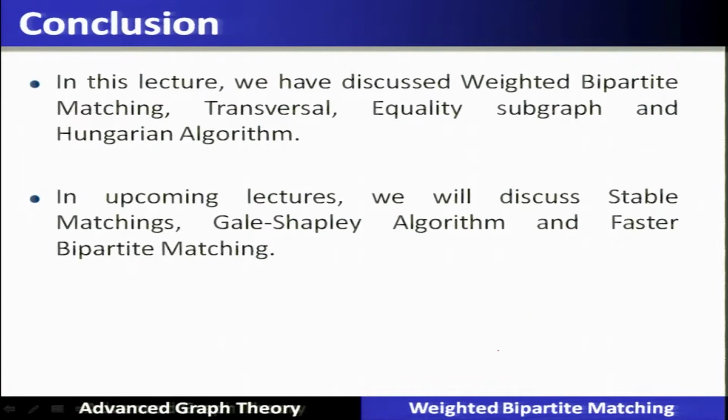So, conclusion: in this lecture we have discussed weighted bipartite matching, transversal, equality subgraph, Hungarian algorithm. In upcoming lectures we will discuss stable matchings, Gale-Shapley algorithm and a faster bipartite matching.